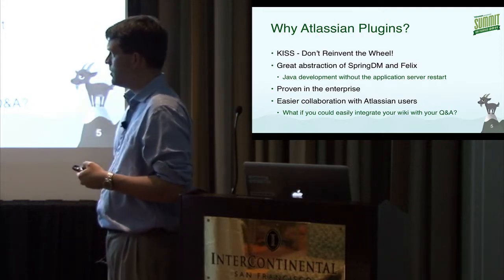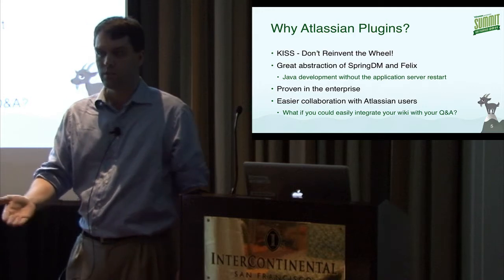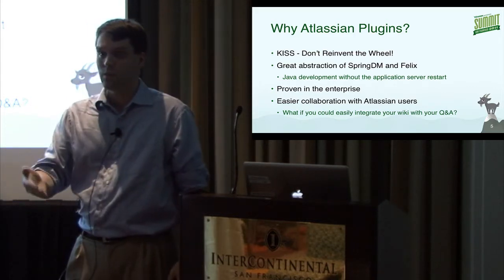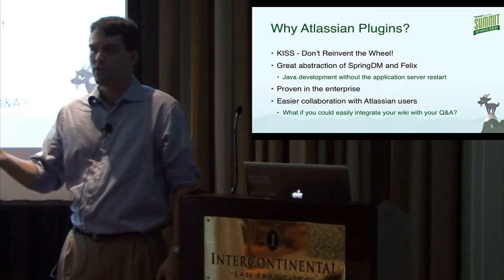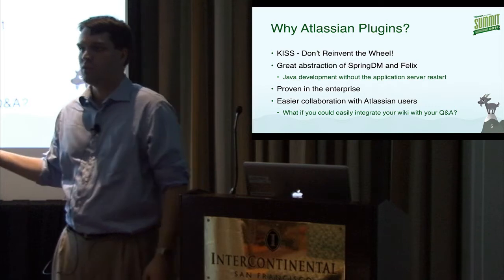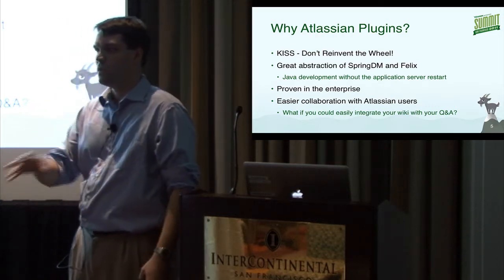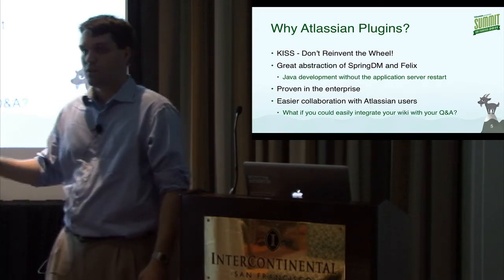And finally, we felt like it'd be easier to collaborate with other people using Atlassian products. Imagine that you have your support community, your Q&A community, and either internally or externally, you're able to reference information from a Confluence wiki from a question as an answer, right? So instead of having to rewrite everything, you're able to just reference that and pull it up right out of the wiki.